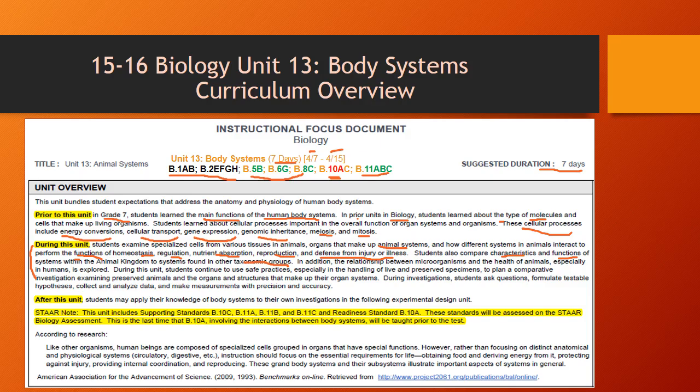So this is a pretty all-encompassing unit to bring in and connect everything that we've covered through this year and understand how it's relevant to seeing the big picture. Now we're at the body system, which makes up the organism, and it's understanding that big picture. A note that the students will be applying this knowledge of body systems to their own investigations as they begin to develop their own experimental designs when we begin the next unit after STAAR.